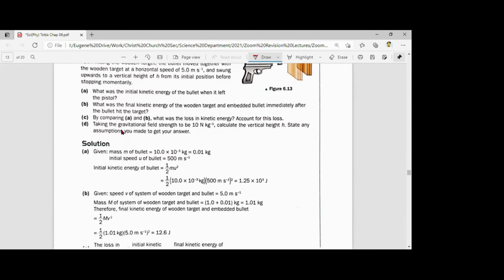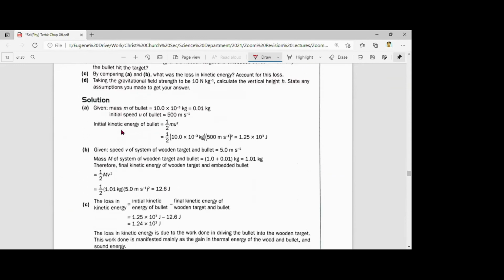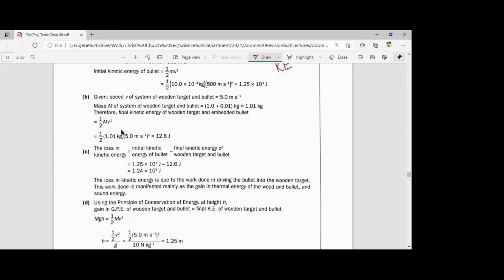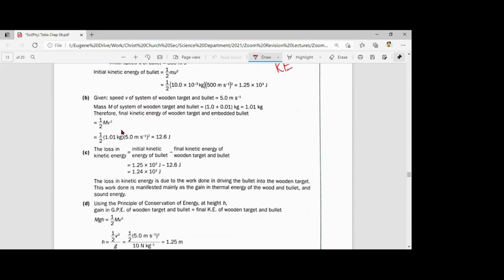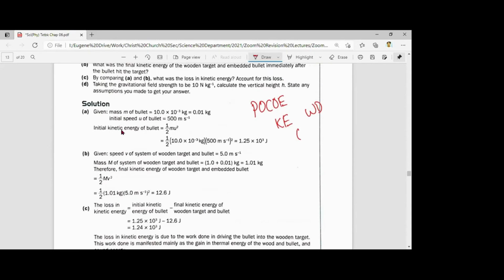6.5, I think this is an example of POCO in relation to KE and work done. So it's quite a good example here. And then I think there's also GPE mentioned at the later part. So most questions actually have all three parts in it.